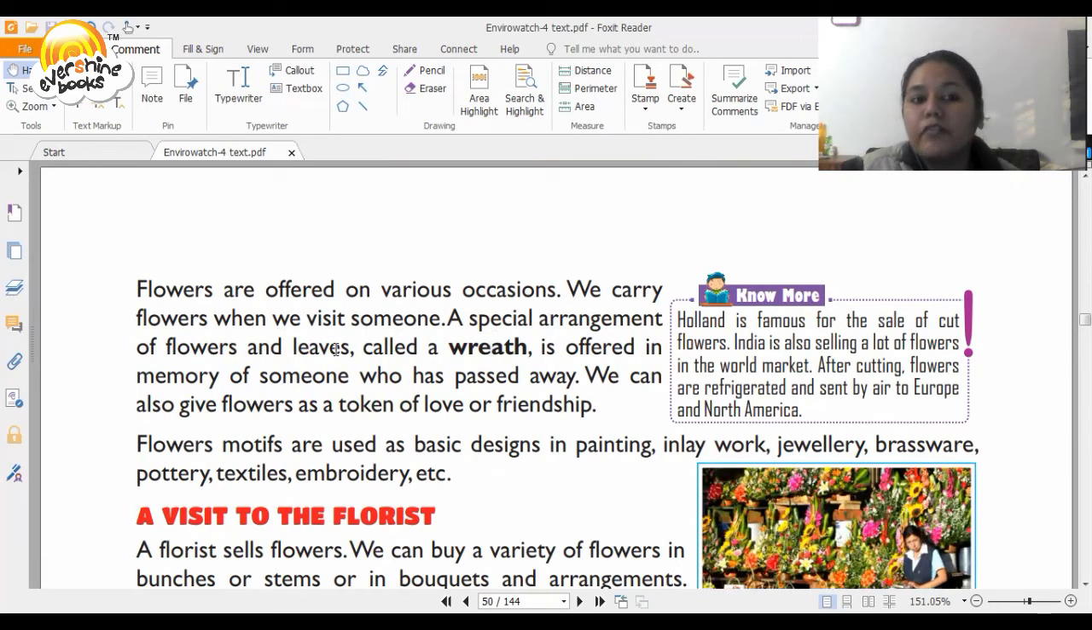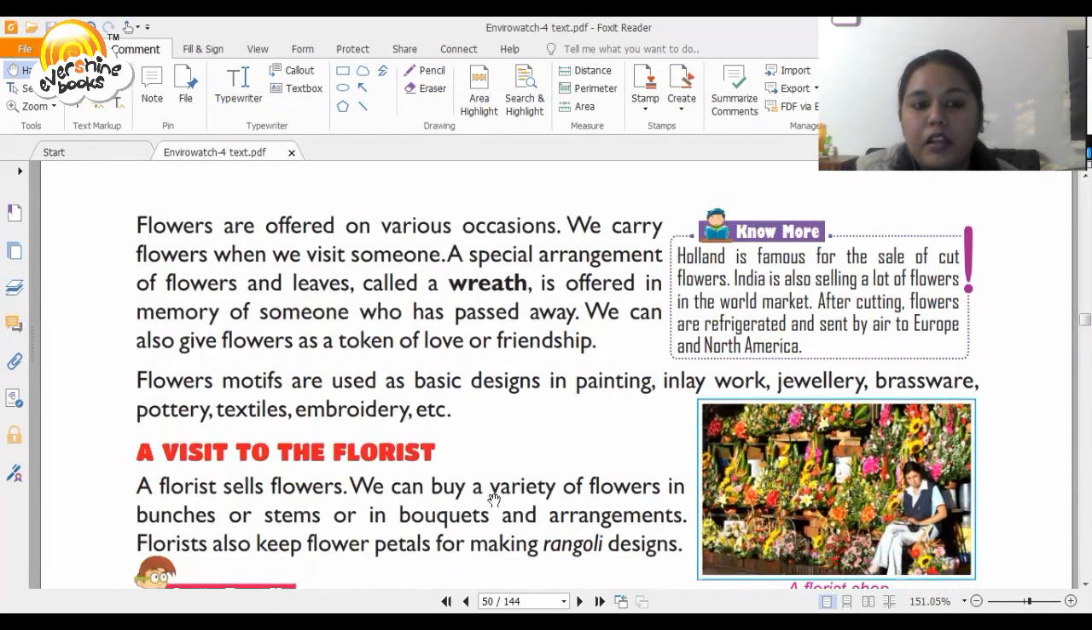A special arrangement of flowers and leaves is called a wreath. It is offered in memory of someone who has passed away. We can also give flowers as a token of love and friendship. Flower motifs are used as basic designs in painting, inlay work, jewelry, brassware, pottery, textiles, and embroidery, etc.